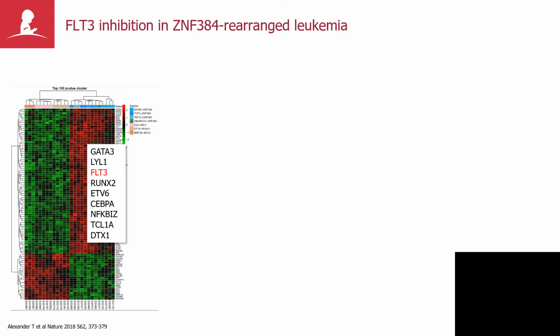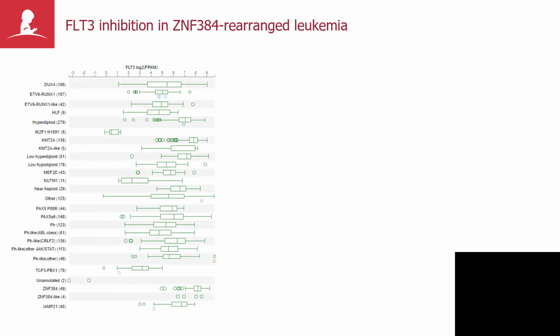This also has therapeutic implications, and an example of this is shown here, where if we look at the gene expression profiling of these ZNF34 rearranged leukemias, they have very high level expression of FLT3 through non-mutational mechanisms. FLT3 is typically not mutated in these leukemias. If we look at gene expression right across the landscape of ALL, ZNF34 rearranged leukemias have the highest expression of FLT3, even higher than MLL rearranged leukemia, as shown here.